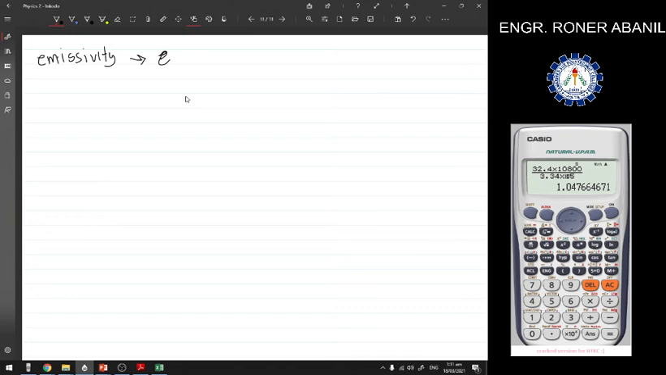A dimensionless number between 0 and 1. So, e is from 0 to 1, and it is dimensionless. The e represents the ratio of the rate of radiation from a particular surface to the rate of radiation from an equal area of an ideal radiating surface at the same temperature. Emissivity also depends somewhat on the temperature.